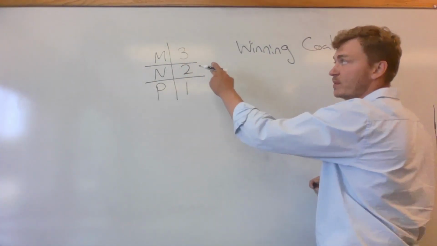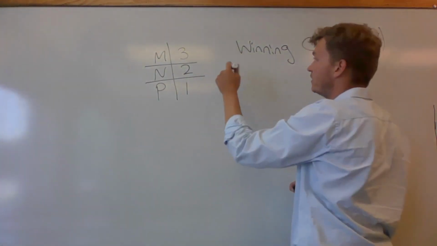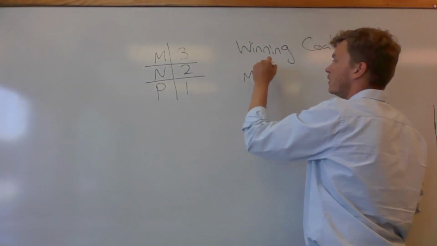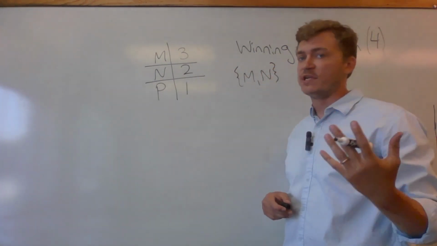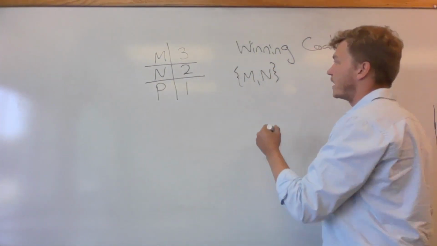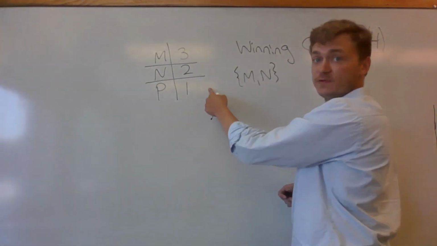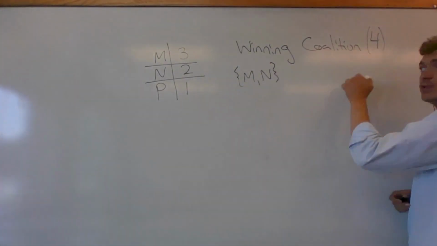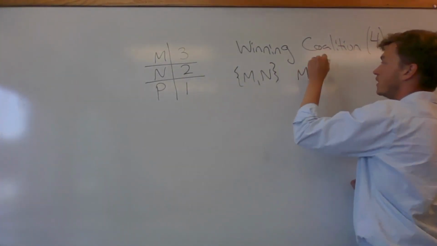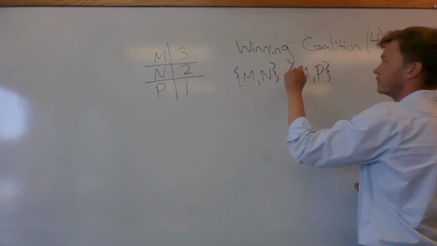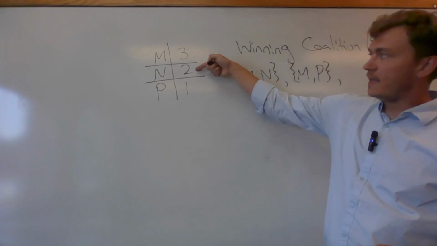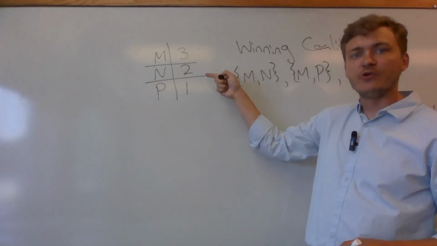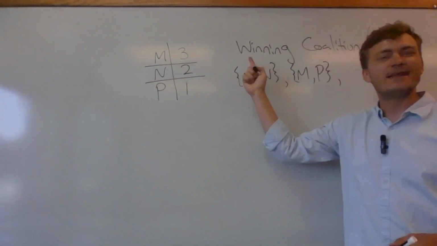But what if we put 2 of them together? M and N together? Because that's a score of 5, and we just need a 4. So that's good. What about M and P? Well, 3 and 1 is 4. All we need is 4, so that's a winning coalition. M and P. What about N and P? Can we put just those 2 together, right? 2 and 1 is 3. We need 4. That's a losing coalition.